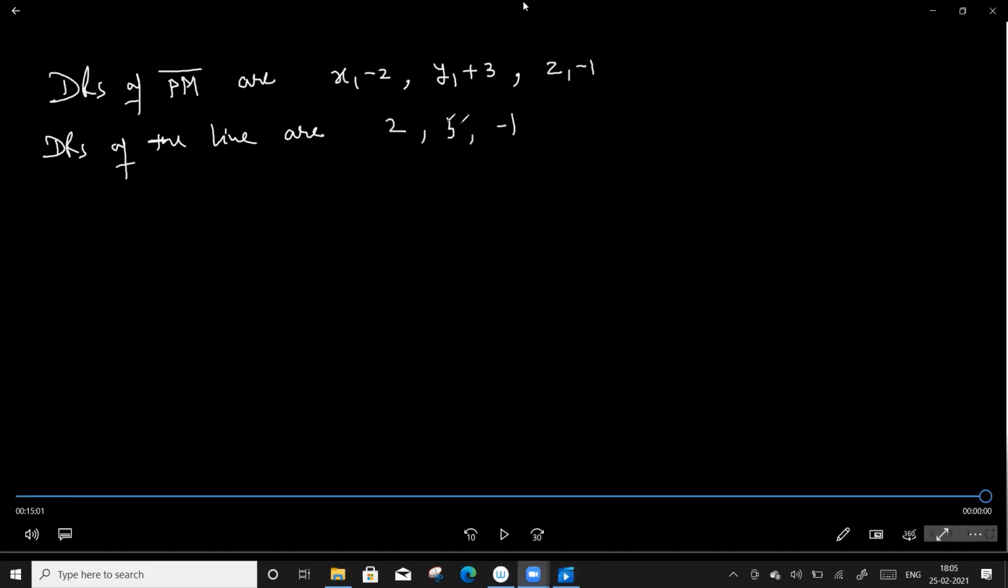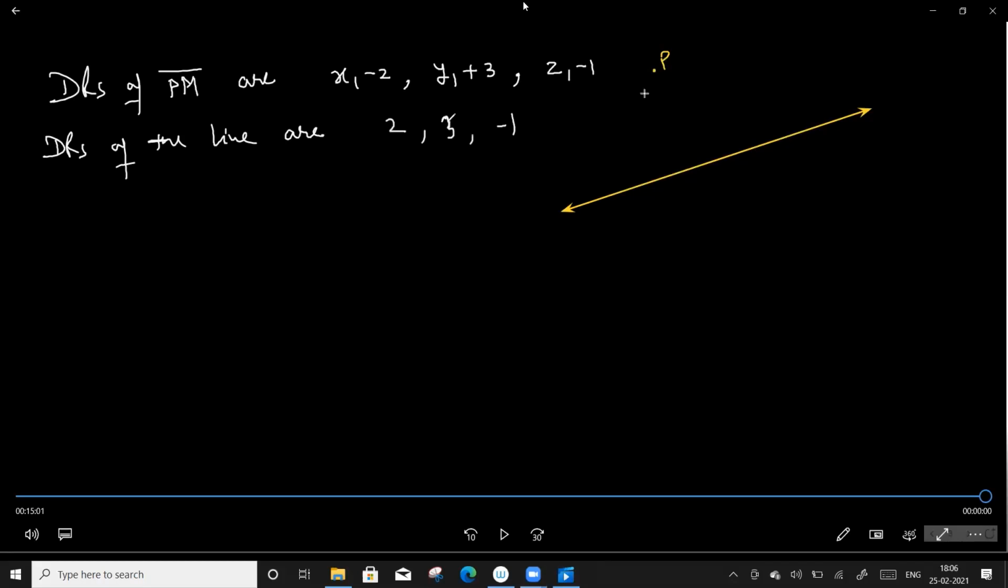So I got the DRs of the line as 2, 3, minus 1. Now what you need to understand here is that PM bar and the line are perpendicular to each other. You remember how the line was? The line was like this. And where was the point P? Point P was in space.